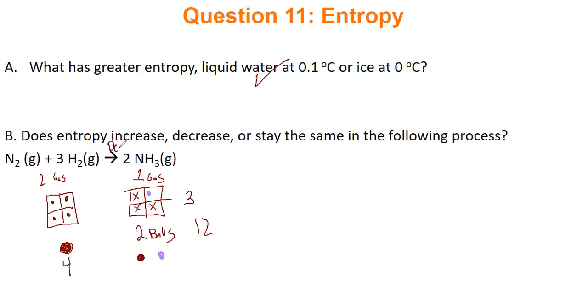So here the entropy is increasing, because if you're in a 3D room, I have more conformations with my 2 gas particles than I do with my 1 gas particle. So that's another definition of entropy. How many conformations can you make?